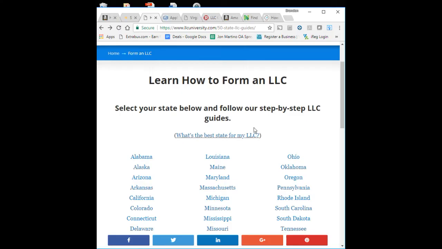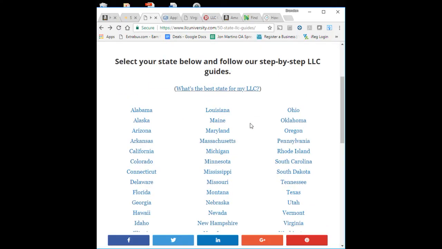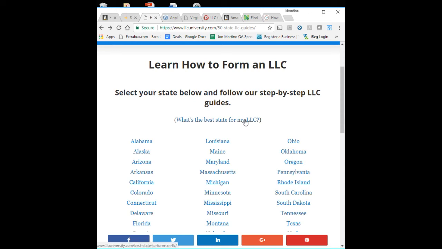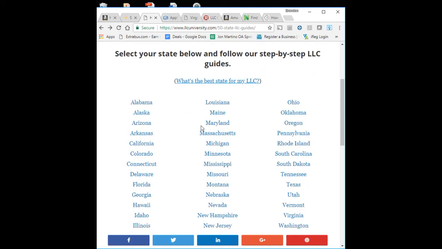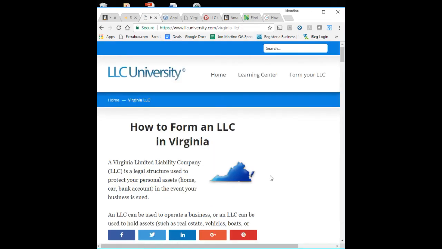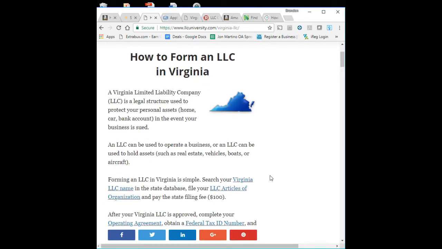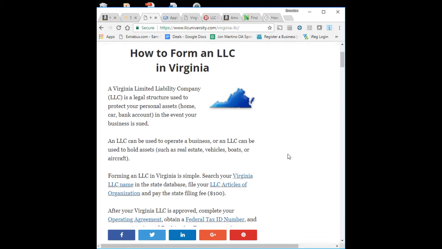I'm going to pull up Virginia because that's the state I reside in and have my LLC in. This is a great resource that gives you the step-by-step way to set up your LLC. With Virginia, you click here and search Virginia LLC name, because you can't have a name that is already taken. Once you search that database and find something that you like and it isn't taken, you create your LLC articles of organization, include that name, and pay the $100 filing fee. After the first year, the renewal fee is $50 per year.